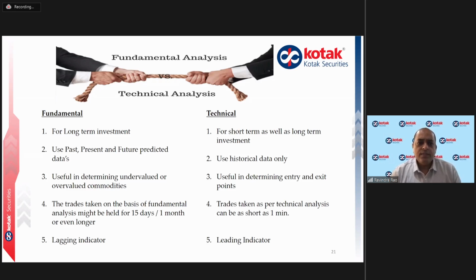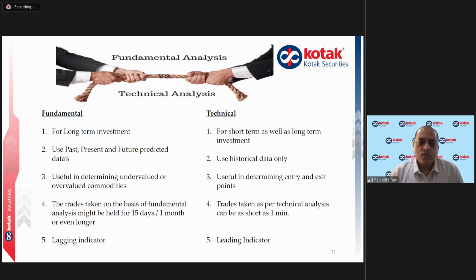In the case of fundamental analysis, it uses past, present, and future predicted data, whereas technical analysis only uses historical data, and on the basis of that, we can predict what the future can be. Fundamental analysis is useful in determining undervalued or overvalued commodities, because these are long-term factors, and based on that, you can come to know whether the commodity is underpriced or overpriced. Technical analysis is very useful in determining entry and exit points, like candlestick patterns, chart patterns, or for that matter, support and resistances.